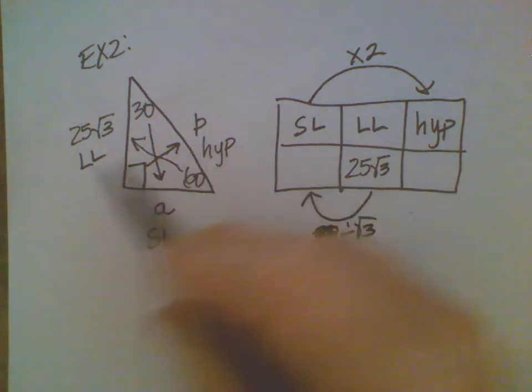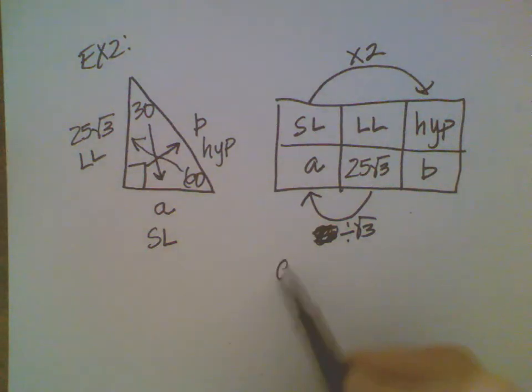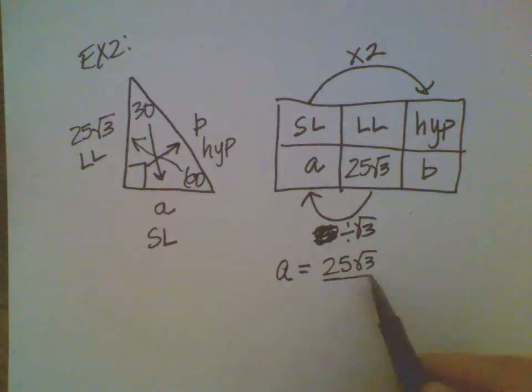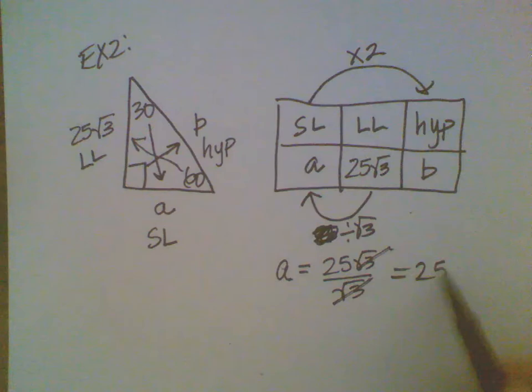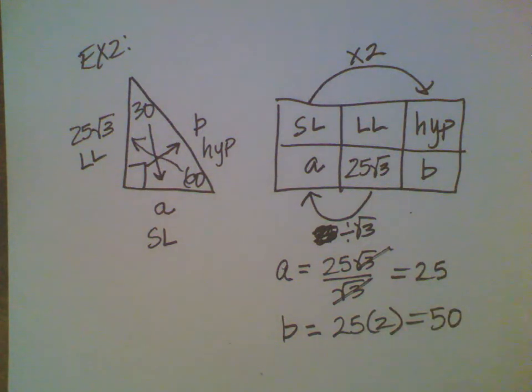So the short leg was labeled A, and the hypotenuse was labeled B. So A is the long leg, 25 times the square root of 3, divided by the square root of 3. We saw this yesterday. That just cancels out, so 25. And B is A, whatever A is, times 2. So B is 25 times 2, or 50. And again, there I've got my math done with the problem.